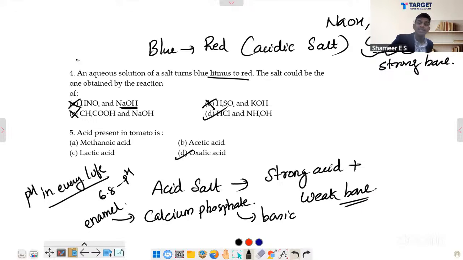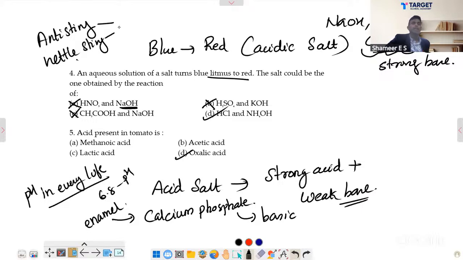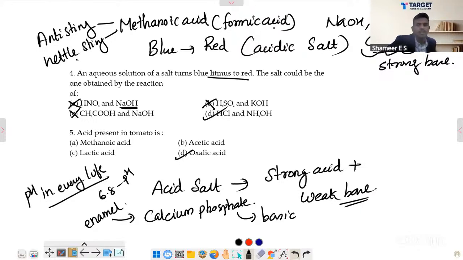So pH in everyday life is important, and also ant sting or nettle sting. These are due to an acid like methanoic acid. Methanoic acid is also known as formic acid. They can confuse you by giving the common name. Methanoic acid is the IUPAC name. Formic acid is the common name. Okay. Next question.